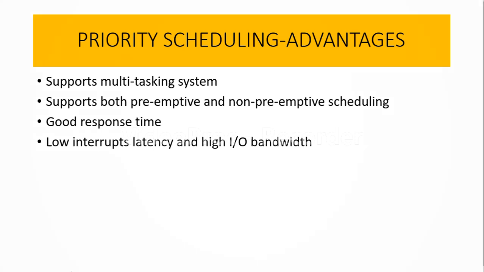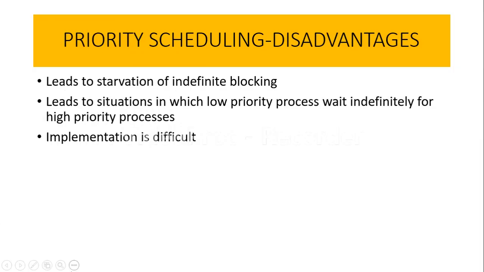If you look at the disadvantages, as I was saying, there is starvation or indefinite blocking. Due to starvation or indefinite blocking, this type of scheduling makes the processes with a lower priority wait for a larger amount of time. And one more disadvantage is that its implementation is quite difficult. Okay, so this is all about priority scheduling. Hope you have understood.